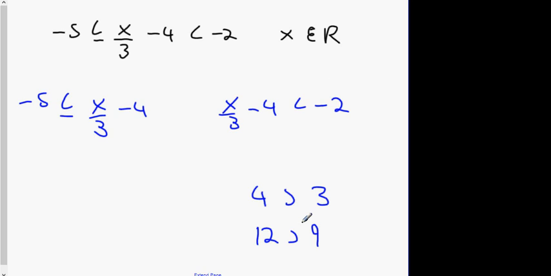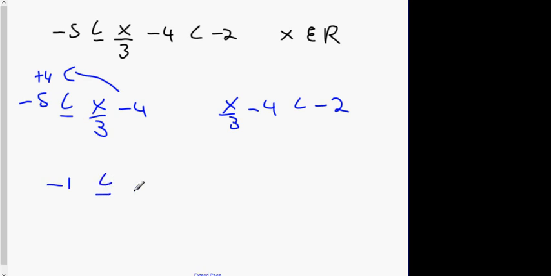Okay. So what I'm trying to get at here, guys, is that we're going to bring the 4 over the other side, and we're going to get minus 5 plus 4, which is minus 1. Okay. Minus 1 is smaller than x over 3. What happens if we multiply both sides by 3? What happens now? Multiply both sides by 3.